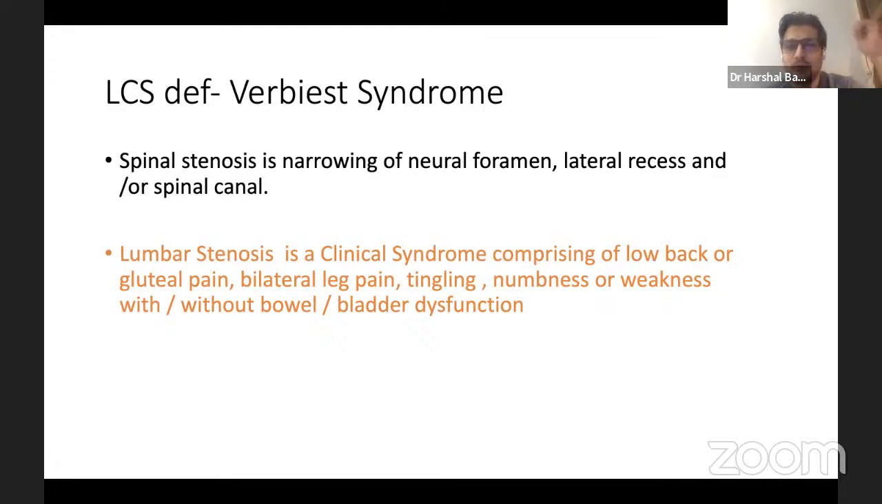Stenosis itself means narrowing, and spinal stenosis is actually narrowing of a neural foramen, lateral recess, and/or spinal canal. But for us clinicians, lumbar canal stenosis is a clinical syndrome. It comprises low back pain and gluteal pain, bilateral lower limb pain, tingling, numbness, or weakness, with or without bowel and bladder dysfunction or sphincter dysfunction. The most classical presentation includes neurogenic claudication, which we'll go through. There are other, radiological definitions, but they are predominantly more for academic purposes than clinical purposes.